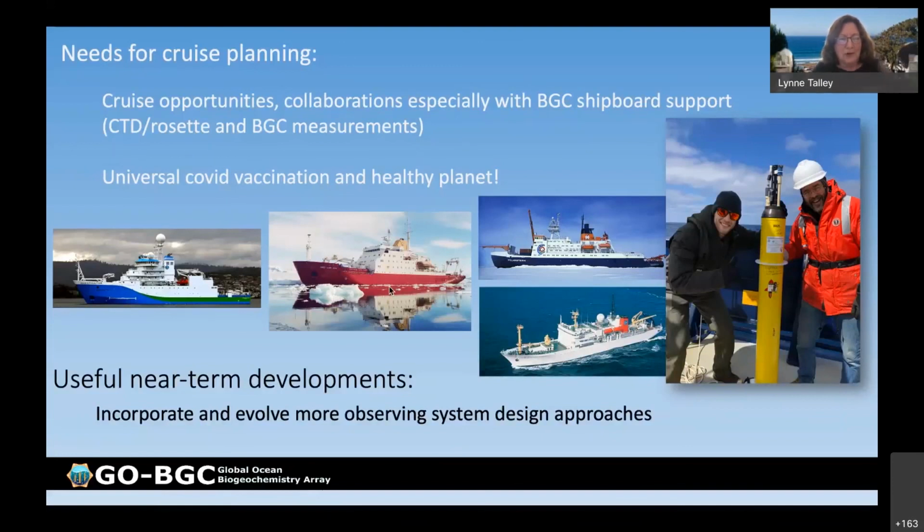We want universal COVID vaccination and a healthy planet so we can get into ports and get the floats onto ships. And a separate thing that we'd like to push for this year is to do a lot more work on observing system design approaches, especially as we're going global.